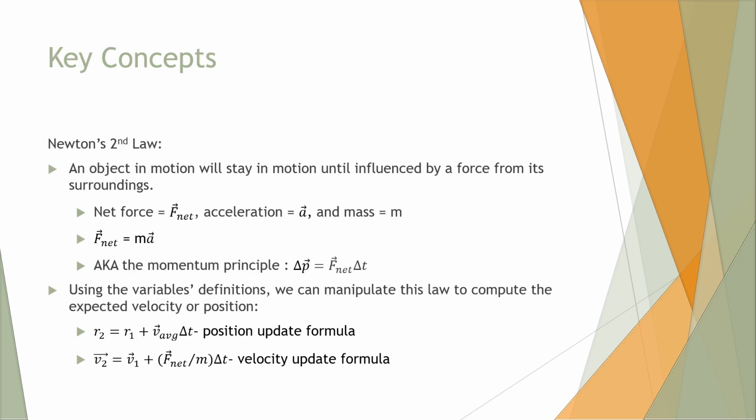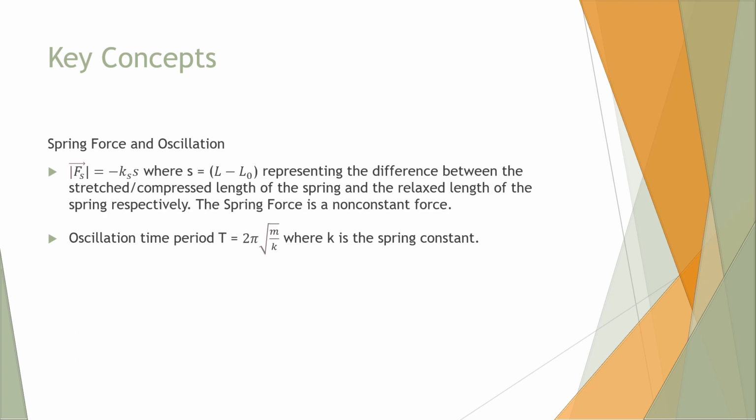The first key concept is Newton's second law, or the momentum principle, which states that an object in motion will stay in motion until influenced by a force from its surroundings. Using the variable definitions and the key equation, we can manipulate this law to compute the expected velocity or position using the equations below. Our second key concepts are spring force and oscillation.